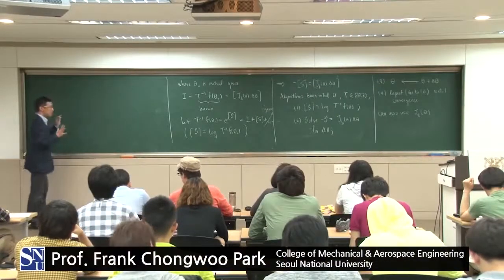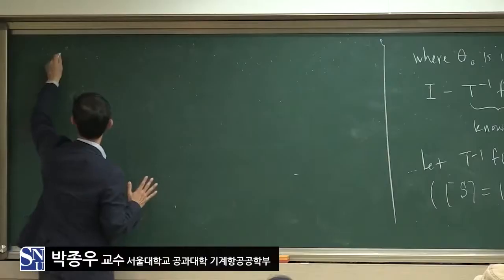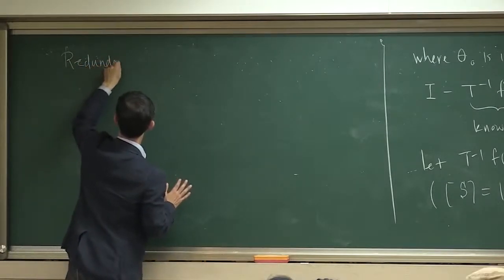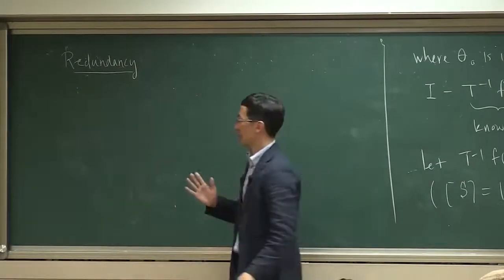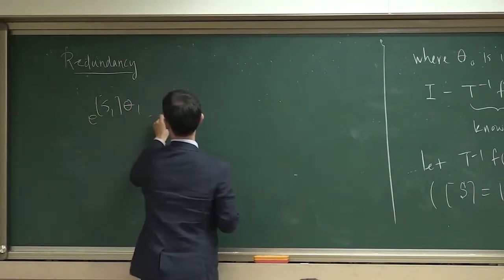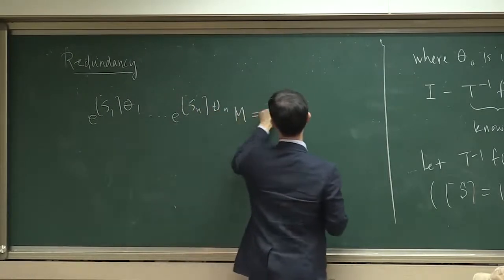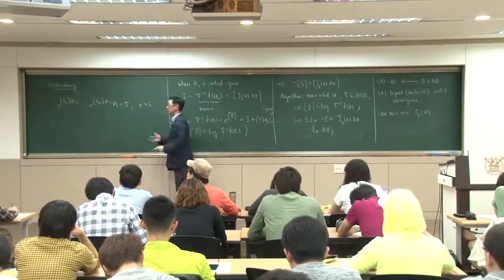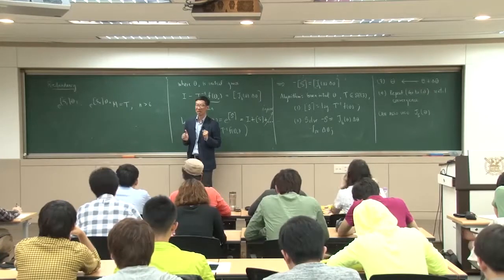All right, so now let's go to the final case. Okay, let's consider the case when we have redundancy. Okay, so in this case, we're going to have more than 6 joints. So we're going to say n is greater than 6. All right, so what happens here?